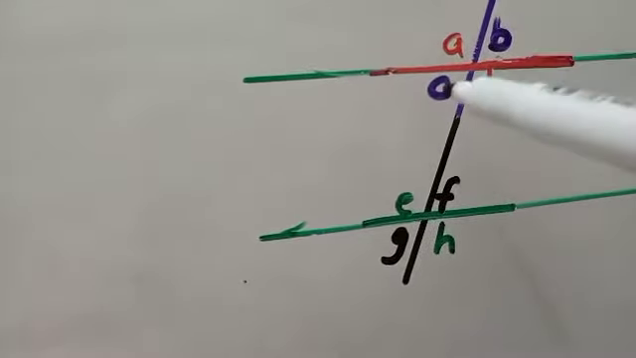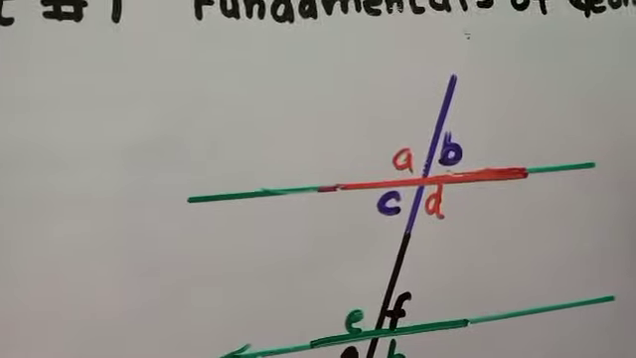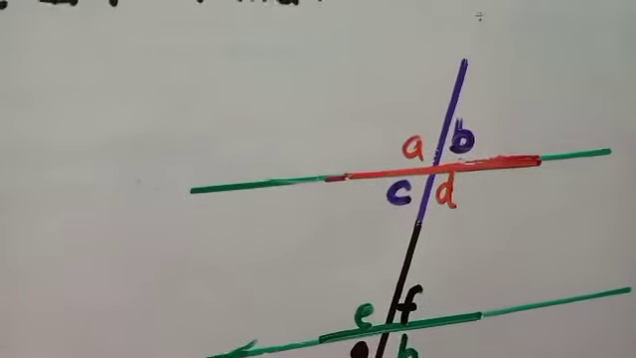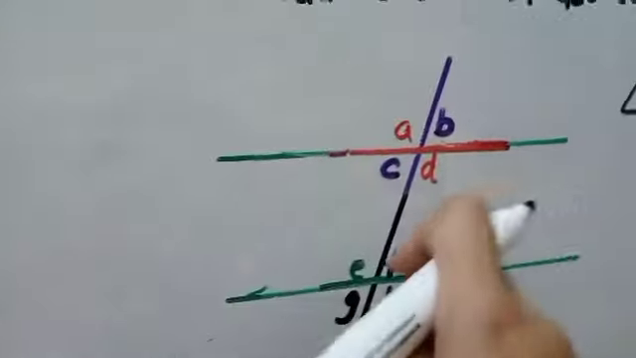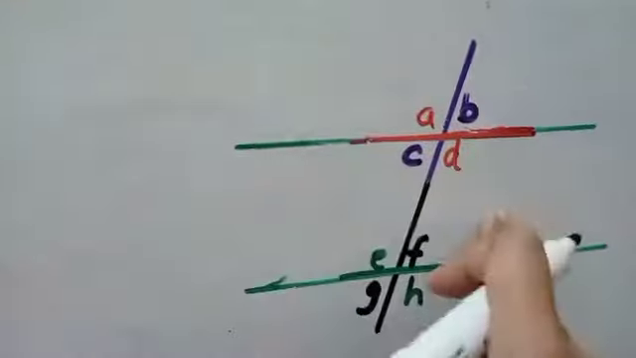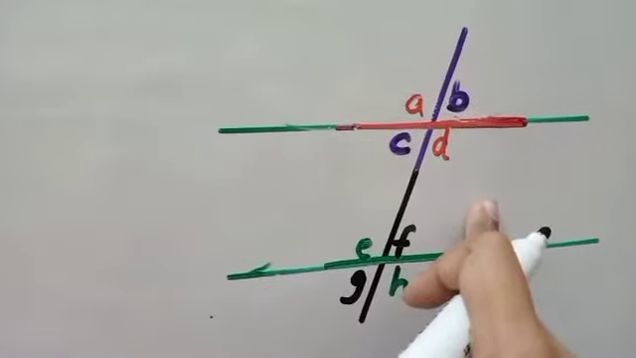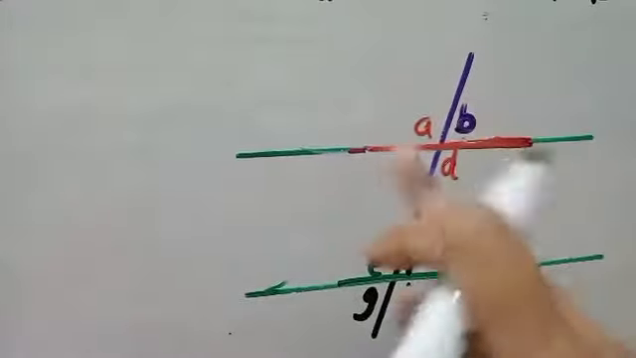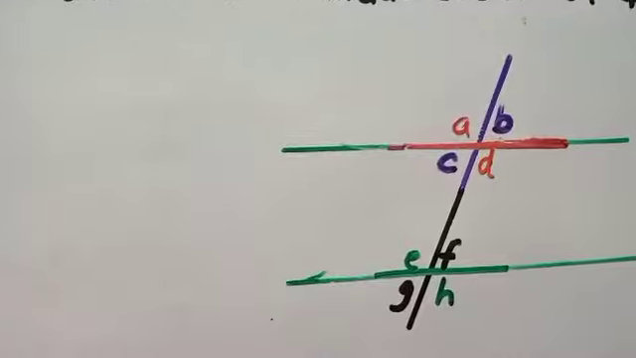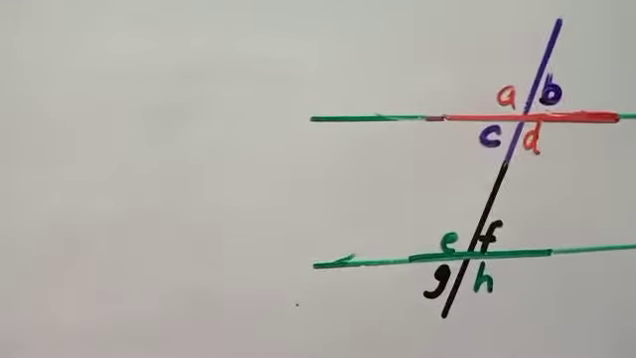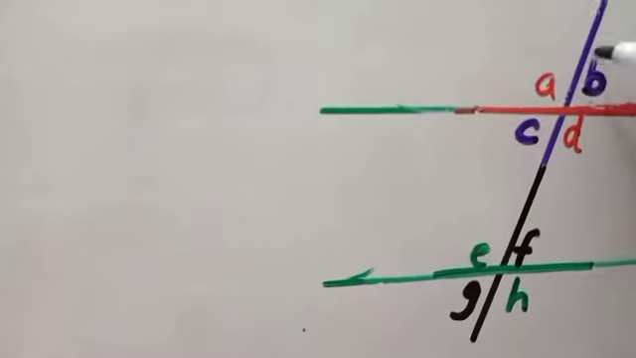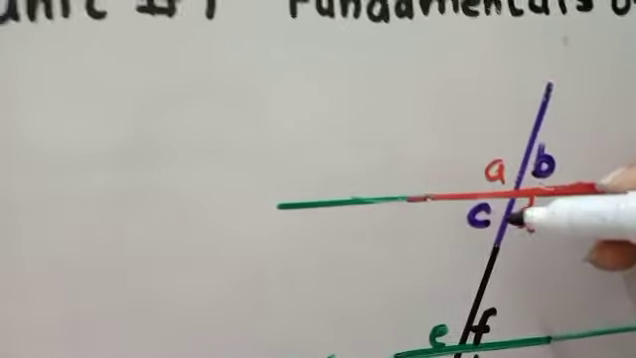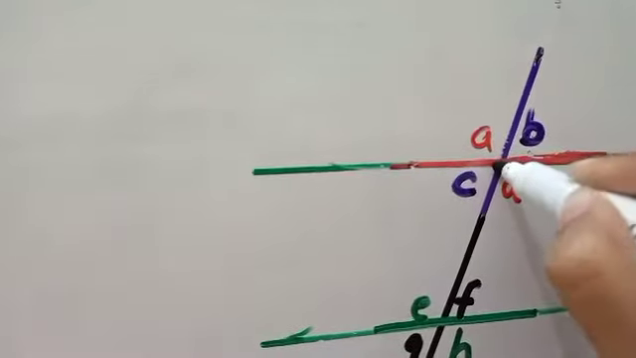So B and C, they are vertically opposite angles. Angle B and angle C. Angle A and angle D, they are also vertically opposite angles. They lie on the opposite side of the transversal, and they are formed from the intersecting line. Can you see this transversal is intersecting one parallel line at this point?